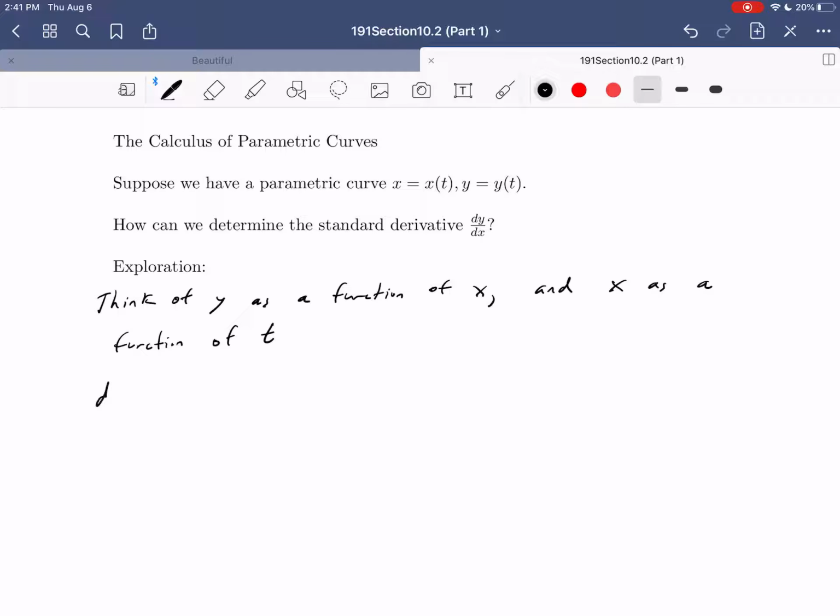So how does this help us? Well, then we could say that dy/dt, the derivative of y with respect to t, well, if y is a function of x and x is a function of t, that sounds like chain rule. So dy/dt is the derivative of y with respect to x, the derivative of the outside, dy/dx, times the derivative of the inside, treating x as a function of t, so that would be dx/dt. In other words, the derivative of y with respect to t is equal to the derivative of y with respect to x times the derivative of x with respect to t.